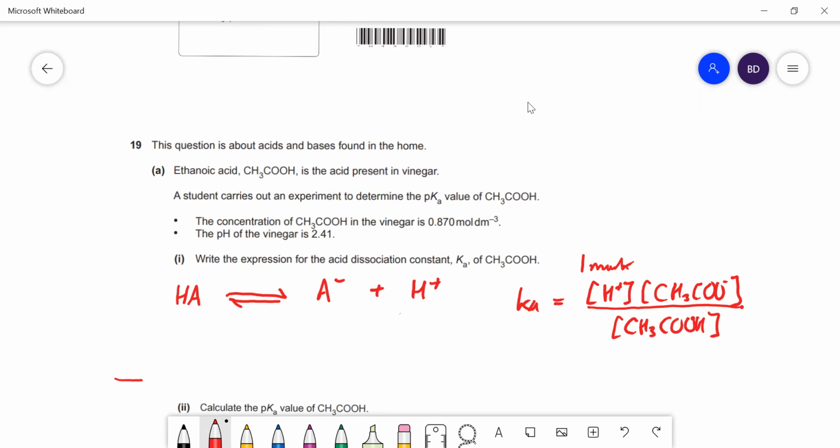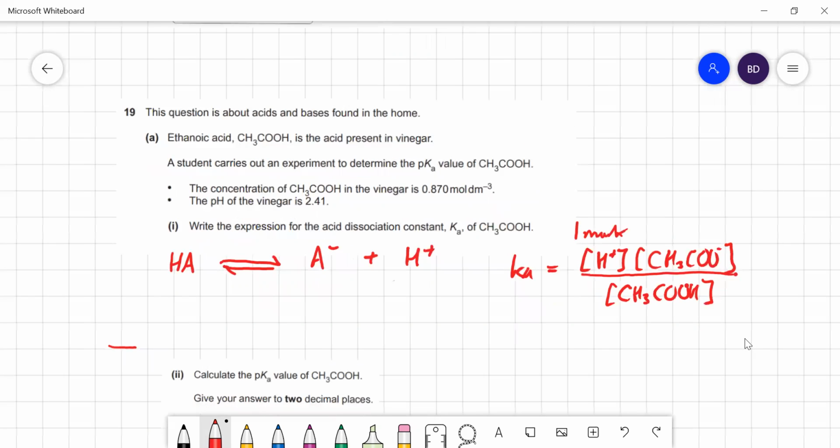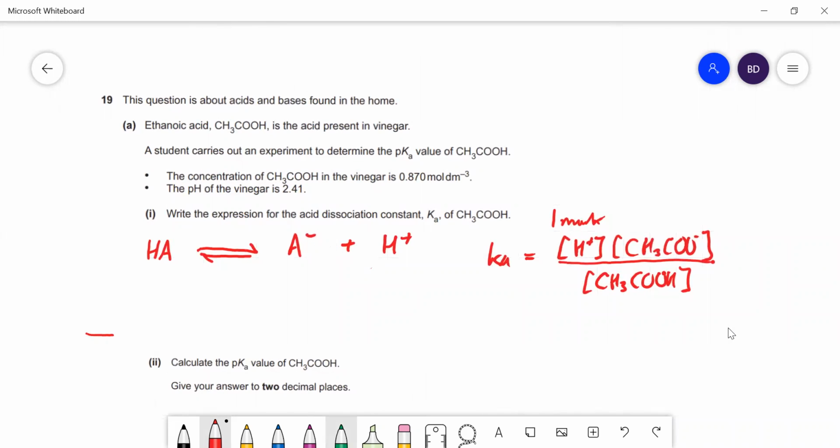Right. The next question is then to calculate the pKa of ethanoic acid. Okay, so we're going to do that now. So how are we going to do that? Well, they give us the hydrogen ion concentration. They give us pH, which is 2.41. So we know that H plus concentration is going to be equal to 10 to the power of minus the pH, which is 2.41, which is equal to 3.89 times 10 to the minus 3 moles per decimeter cubed.